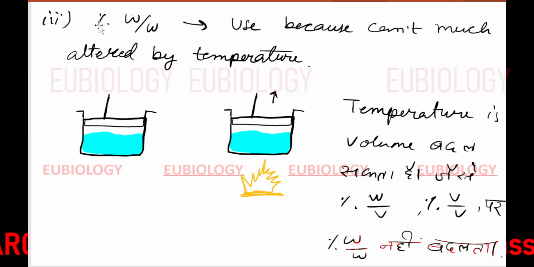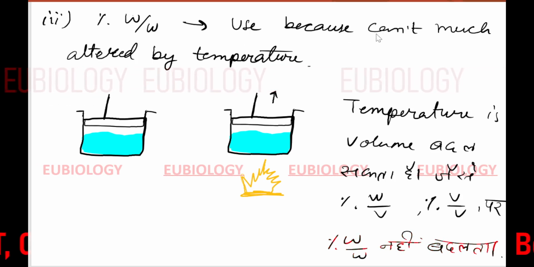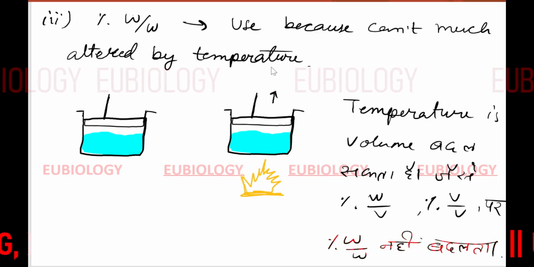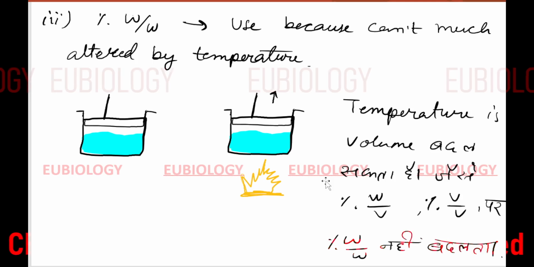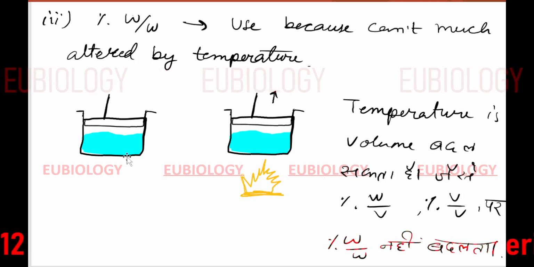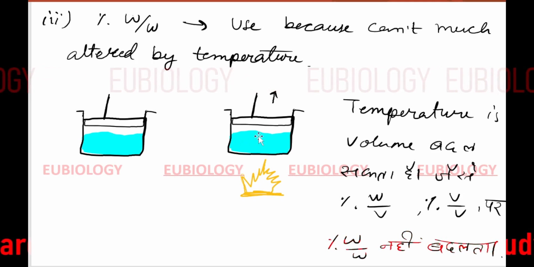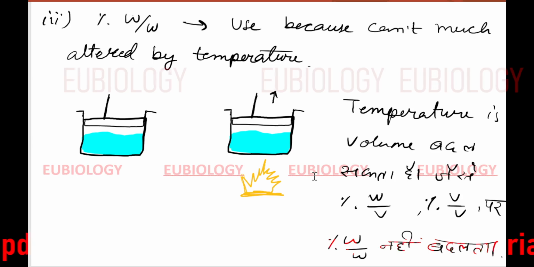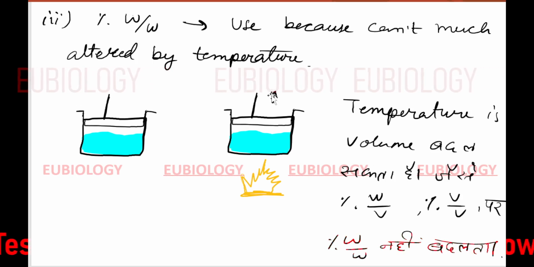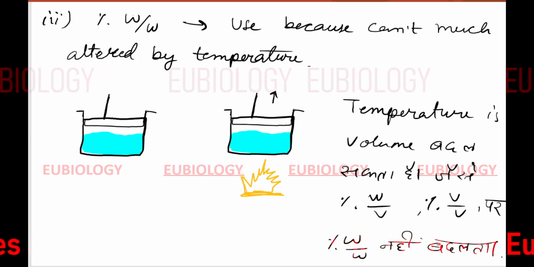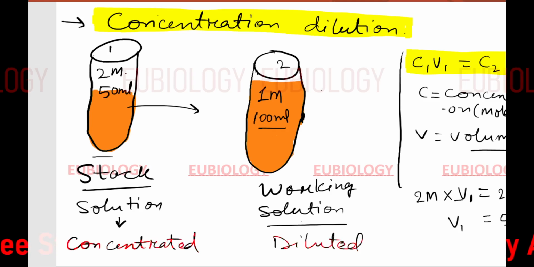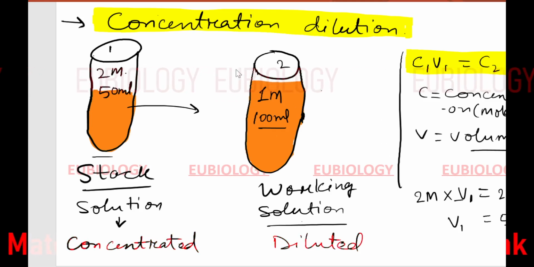Another one is percentage weight by weight, used because it is not much altered by the temperature. So percentage weight by weight will not be altered. As I can show you, as the temperature increases, the volume may increase in volume by volume or weight by volume, so that will alter, but weight by weight percentage will not alter. Next is concentration dilution, which is very important.